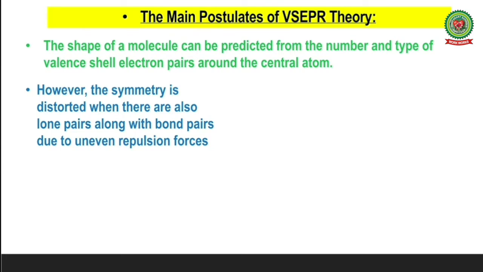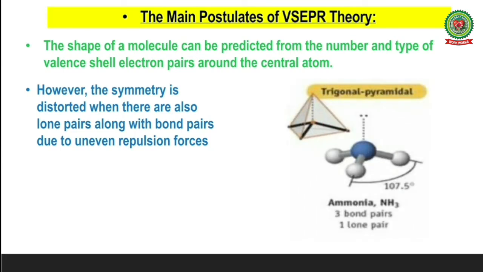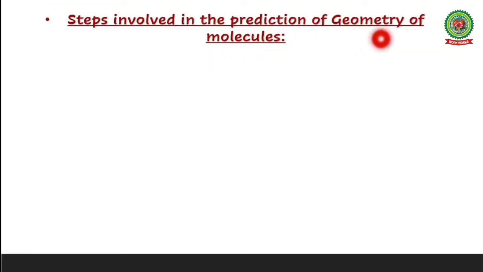However, the symmetry is distorted when there are also lone pairs along with bond pairs due to uneven repulsion forces. So as you can see here in the diagram, the ammonia molecule is there. There are 3 bonds between nitrogen and hydrogen, but there is one lone pair also present, due to which the trigonal planar structure of ammonia is not possible, and the angle is different from the regular tetrahedral angle, that is 109 degrees. Here in ammonia a 107.5 degree angle is observed because of 3 bond pairs and 1 lone pair.